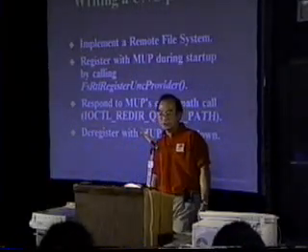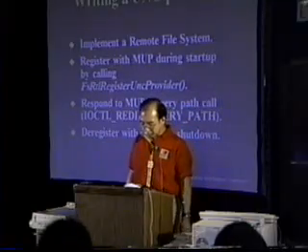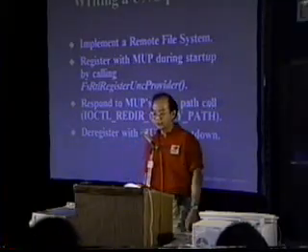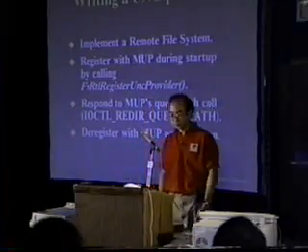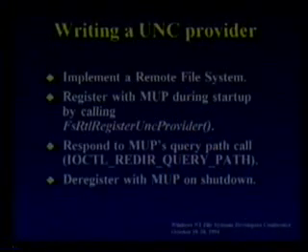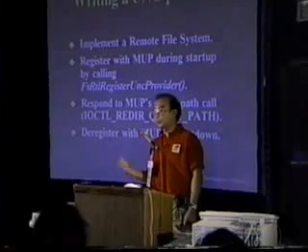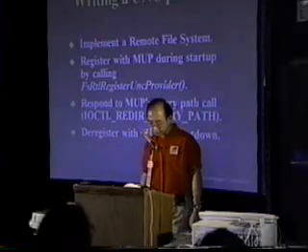And writing a UNC provider. First of all, we need to implement a remote file system or redirector. And after that, it's not really too much on top of that. You need to register with MUP by calling the FsRtlRegisterUncProvider function. What this does is register your redirector name with MUP, so it knows about you. And you also pass it information like whether you support mailslots and that kind of stuff.